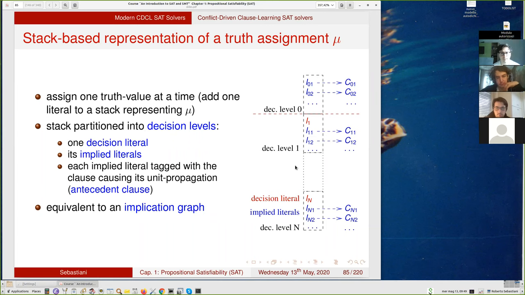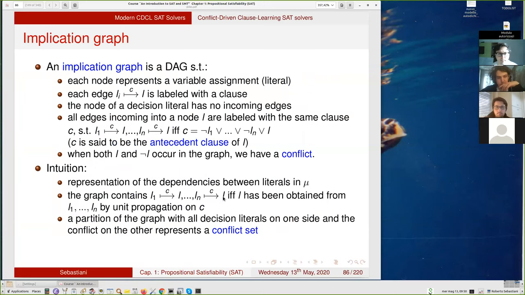So at every single moment of this algorithm, we have a data structure keeping track of the status of the search, which is exactly this. In order to understand better what's going on, we notice that this can be represented in a graph, which is called the implication graph, which is important to understand many things in SAT. So I explain what an implication graph is. An implication graph is a DAG, a directed acyclic graph, such that each node represents a variable assignment, so a literal. Again, a positive literal means the variable is assigned to true, a negative literal means the variable is assigned to false.